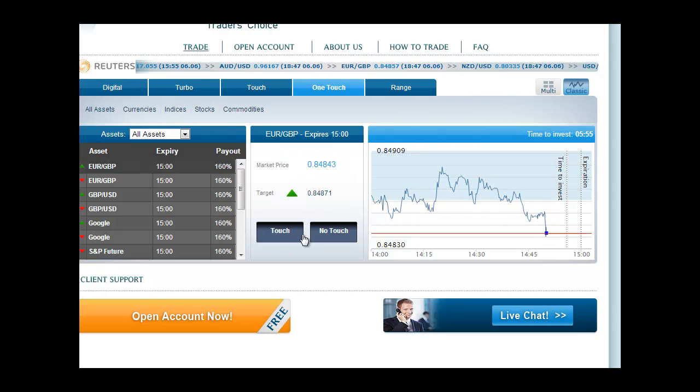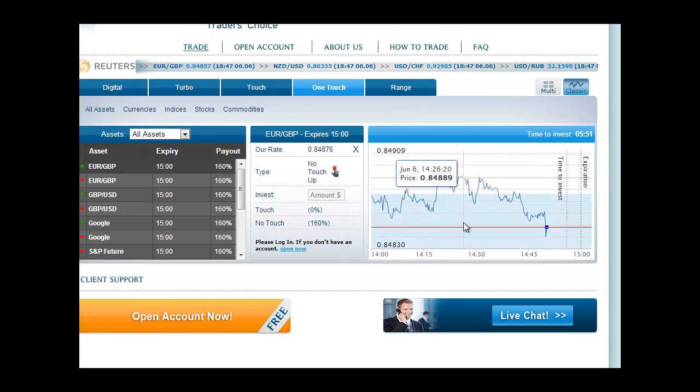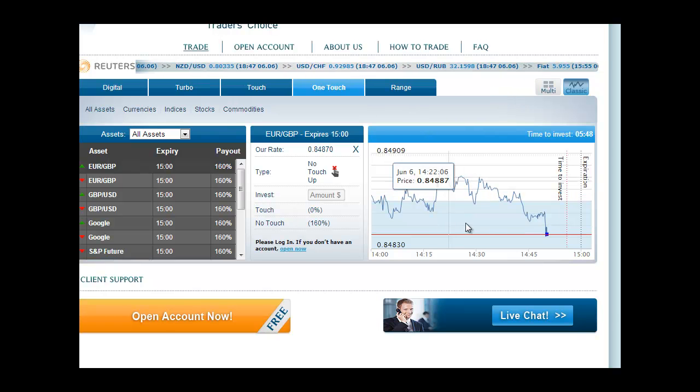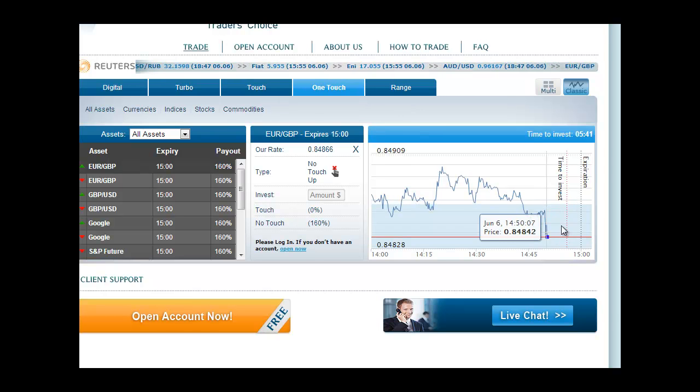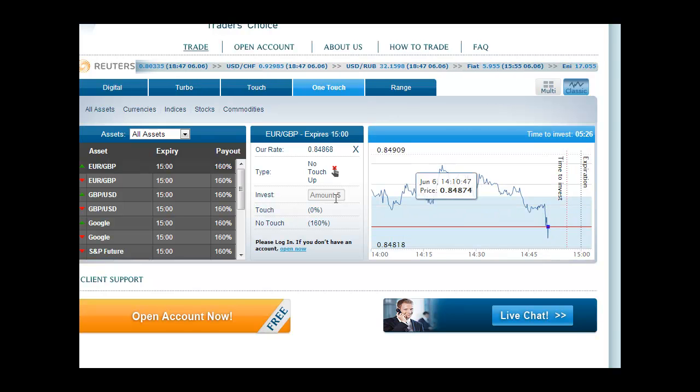So let's say that I clicked on no touch. Now you can see that the lower portion of the chart is highlighted. So my trading thesis is that the asset is not going to touch that level between the current time and the expiration time. In other words, it's going to remain below that strike price for the duration of the option. Those are the two choices with the one touch and the no touch. Then it's simply up to me how much I want to invest in this asset.